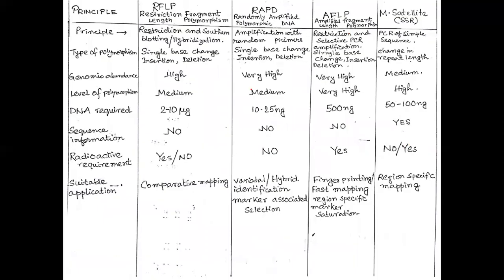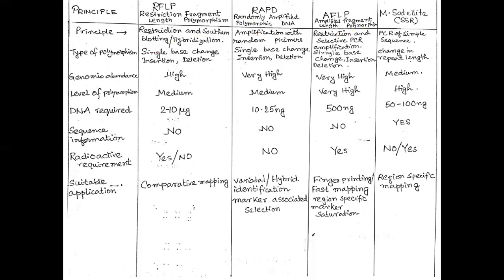Now many students ask me, ma'am, what is the basic difference between RFLP, RAPD, AFLP and SSR, which we cannot understand. For that I have made a chart for you to understand. Basically the principle of RFLP is restriction and Southern blotting. Means first you restriction digest the fragments and then blot them and get the gel banding pattern. In RAPD you use random primers to amplify. In AFLP, you first do restriction and then selectively amplify, and in microsatellite, the simple sequence repeat, you do PCR.